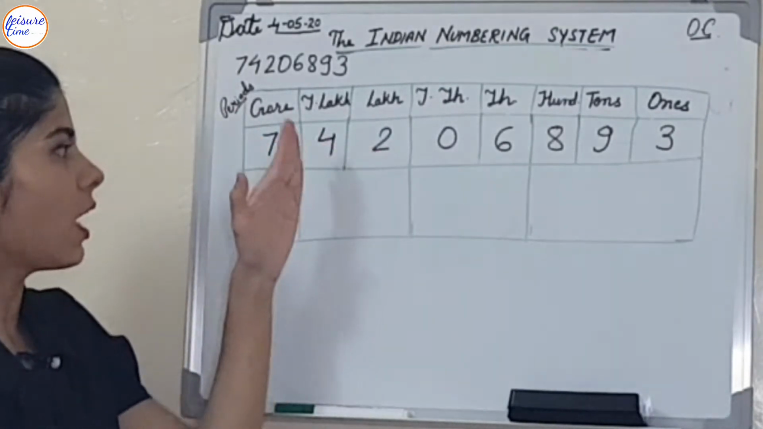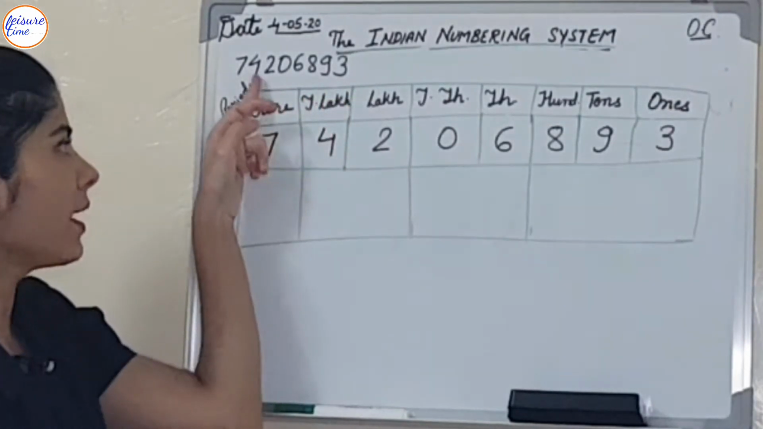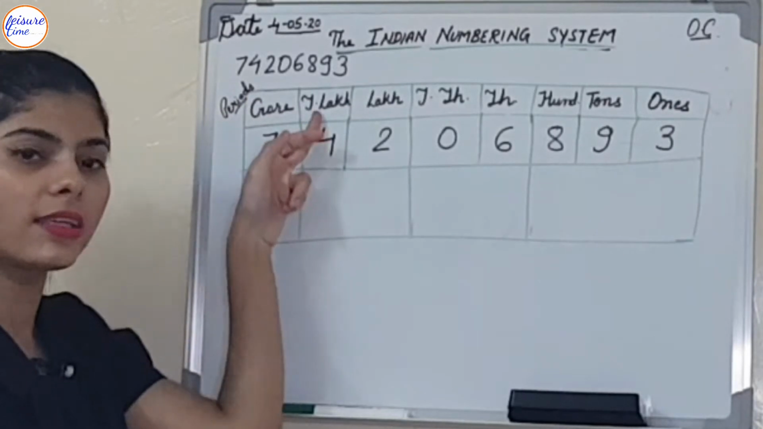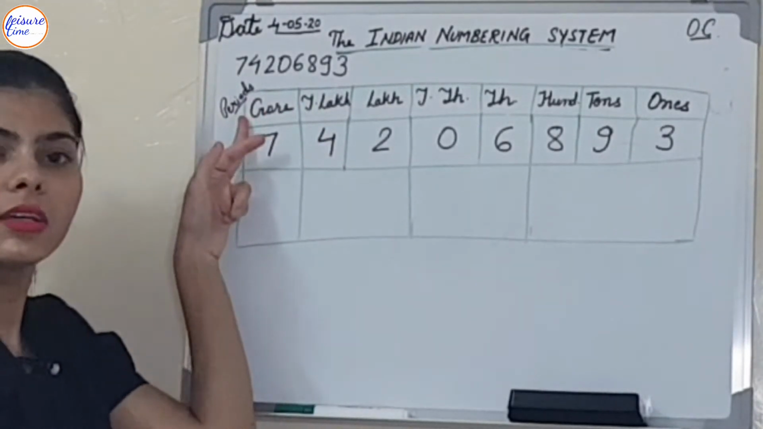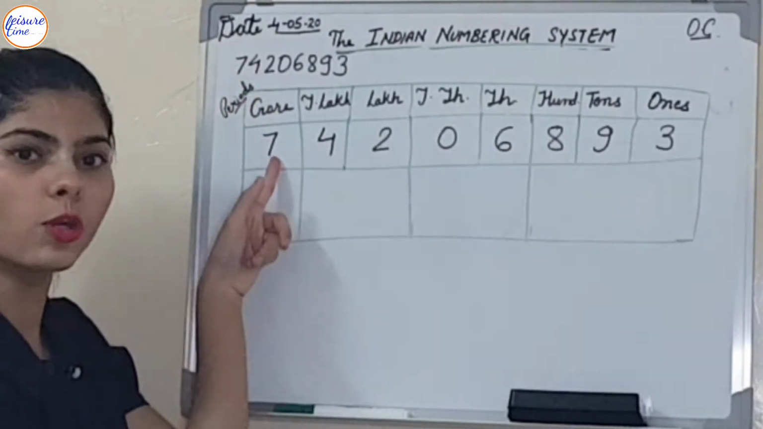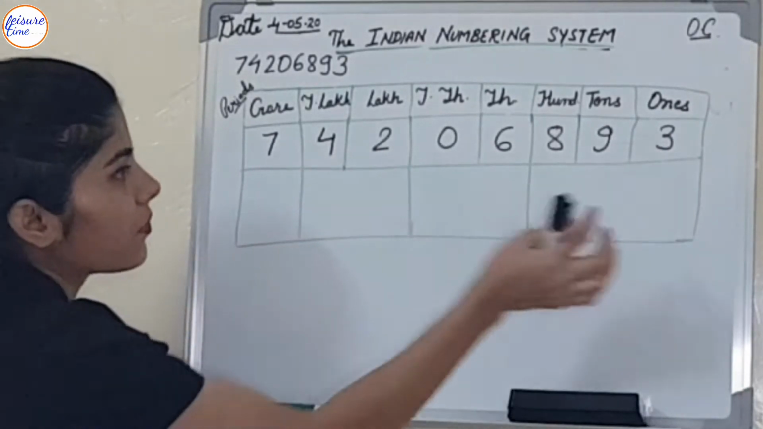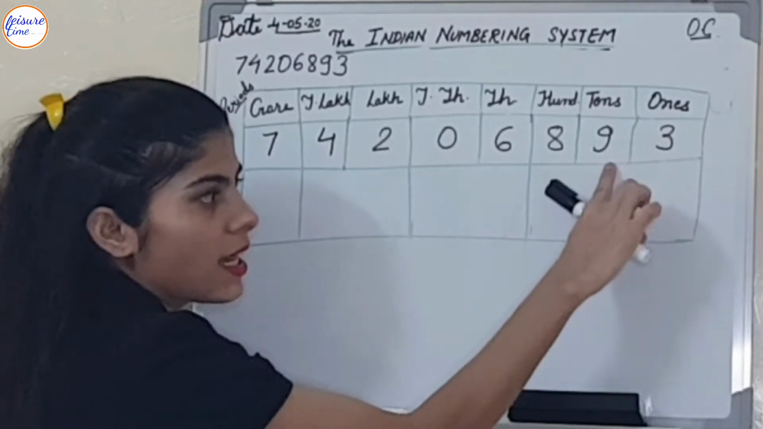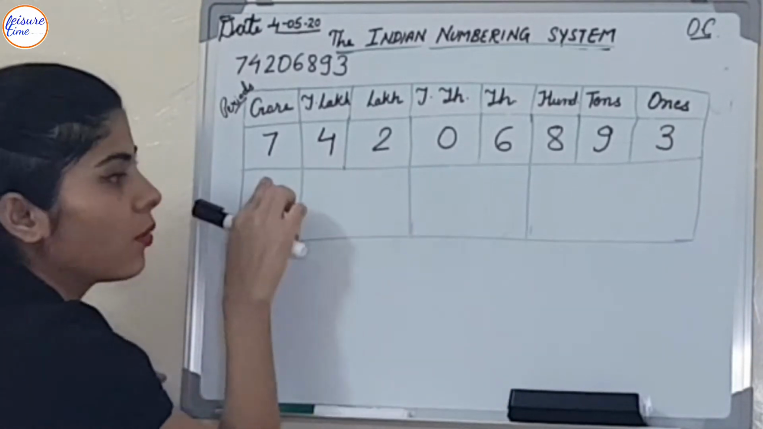Clear? Now what is our next period? 10 lakh. And our next digit is 4. So we should place 4 in the 10 lakh position. Now what is our next period? Crore. So we should place 7 in the crore place. Okay, so this is: ones, tens, 100, 1000, 10,000, lakh, 10 lakh, crore.